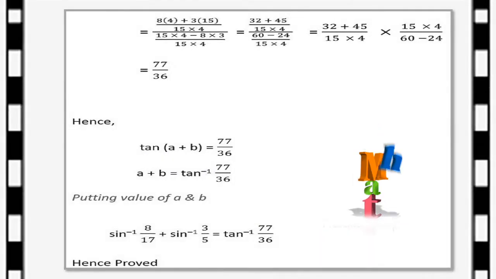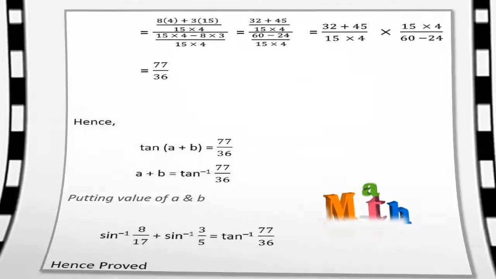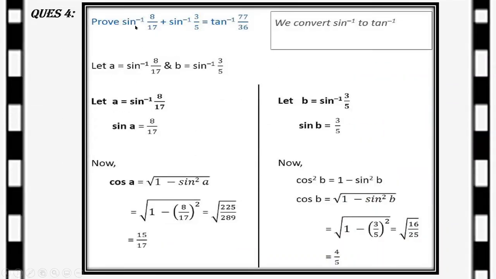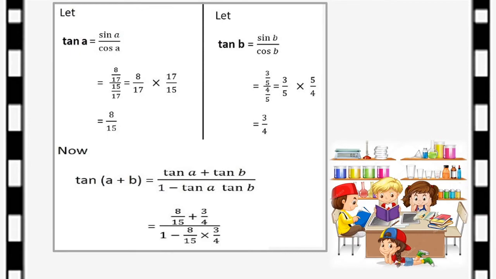Or otherwise what you can do, you can simply consider it as right triangle and you can calculate the third side. It is given as sine inverse 8 by 17. It means perpendicular is 8 and hypotenuse is 17. You can find out the third side and you can straight away write down tan inverse function. And here also you can write down in terms of tan inverse straight away because we know 3, 4 and 5 are Pythagorean triplets. So you can apply that alternate method also.